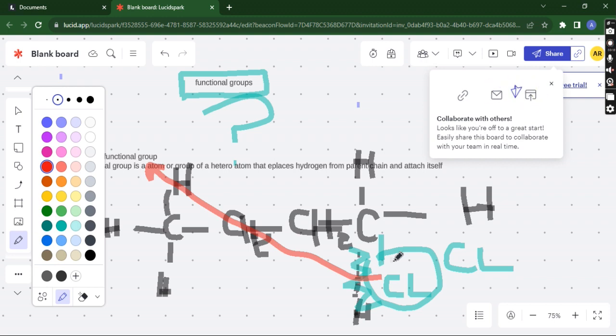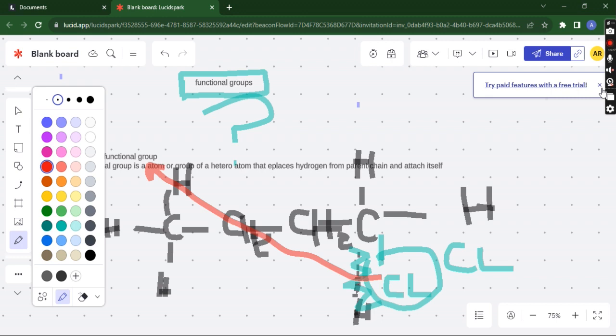Now we're going to talk about the next thing: the name of the compound that we have just drawn. We have two options, one is IUPAC and the other is normal naming. We're going to talk about both. First, the normal name: it is known as an alkyl halide, so this is propyl chloride. And if we talk about IUPAC, this is a haloalkane, so this is chloropropane.